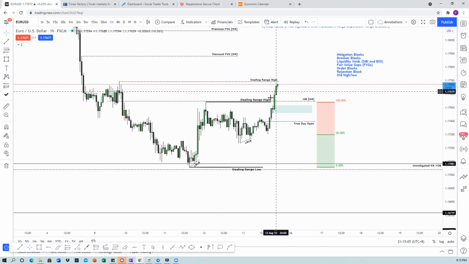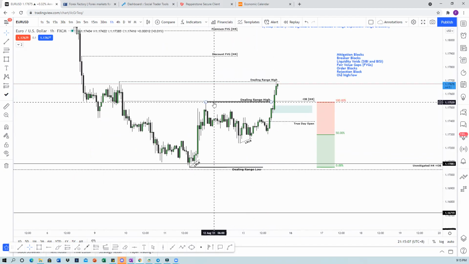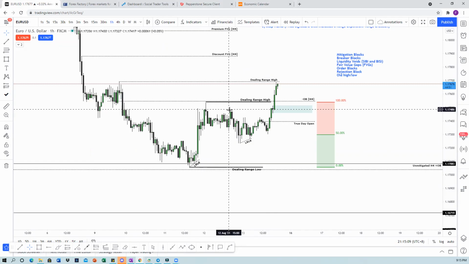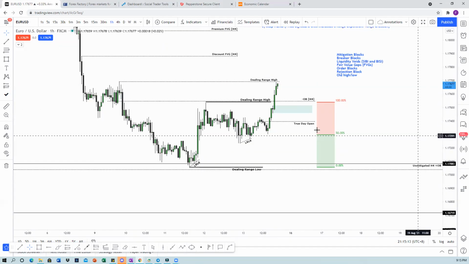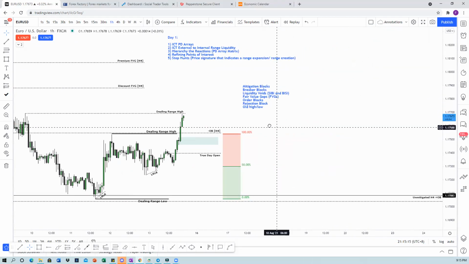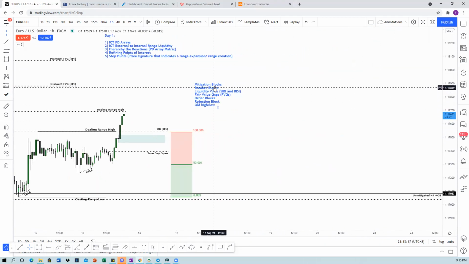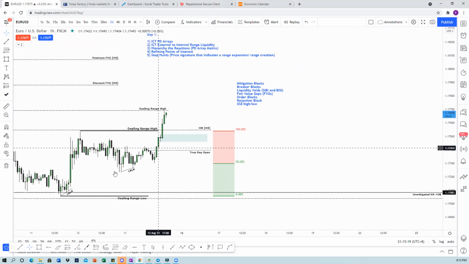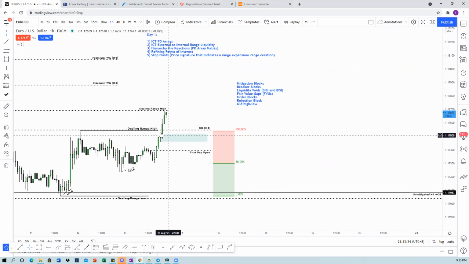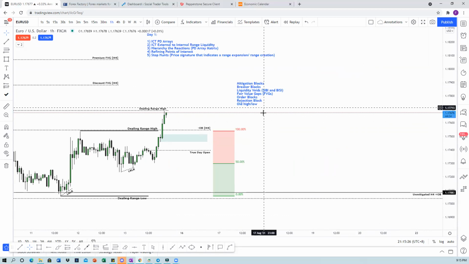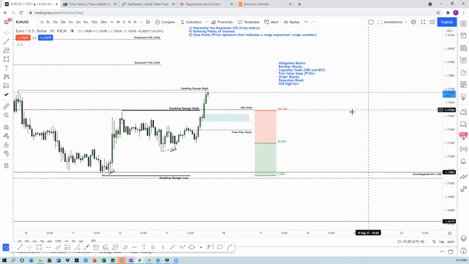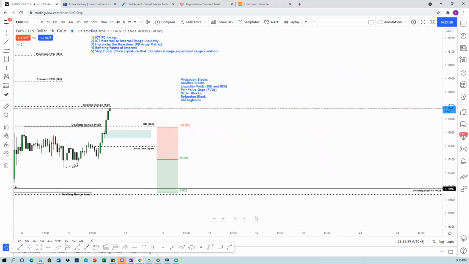This is Friday, this is Thursday, this is Wednesday. Wednesday is here. Yeah, it's a breaker. All right, so when we look at a mitigation block, we understand that it's mainly used as a point of continuation, whereas a breaker block is used as a point of reversal. Let's look at how it looks first.